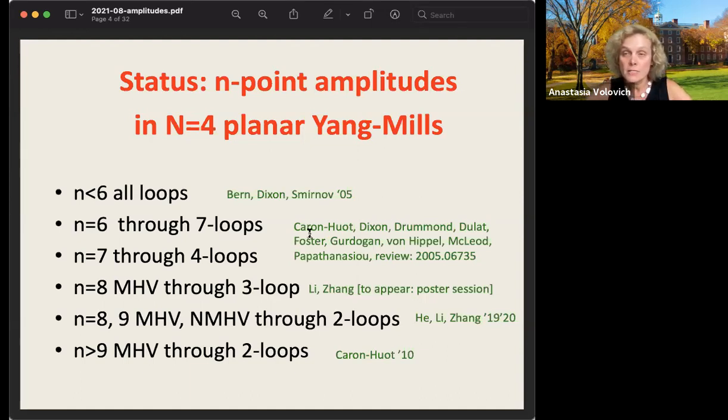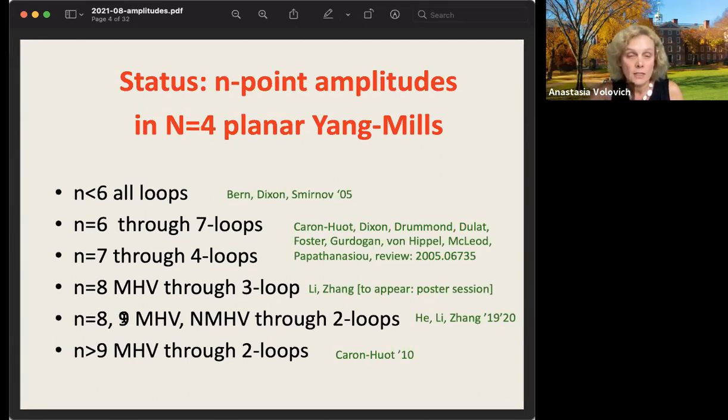Now, as we start increasing the number of points, I actually learned on Monday. Unfortunately, I didn't go to the poster session, but luckily the organizers posted the PDF, and I went through it. I noticed that on slide number 33, Li and Zhang have computations which they claim. I haven't talked to them. I just looked at the slide: MHV 8 points, they computed through 3 loops, which is quite remarkable. I learned this only on Monday, so I quickly added it to the talk.